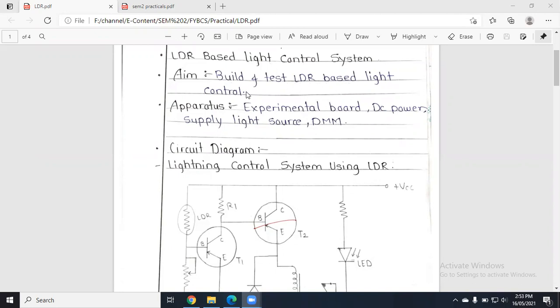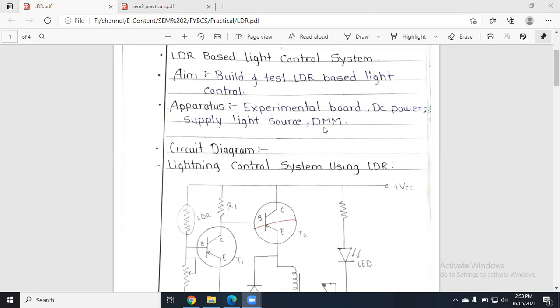By using an LDR, that is light dependent resistor, which is a kind of sensor, we have to establish a circuit which will control the light intensity. The apparatus we are going to use in this practical is, first, your experimental board, second, your DC power supply, third, your light source, and last, a DMM, that is a digital multimeter. We are going to need all these things to perform this practical.